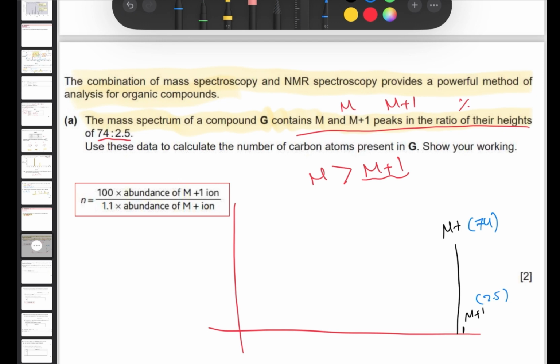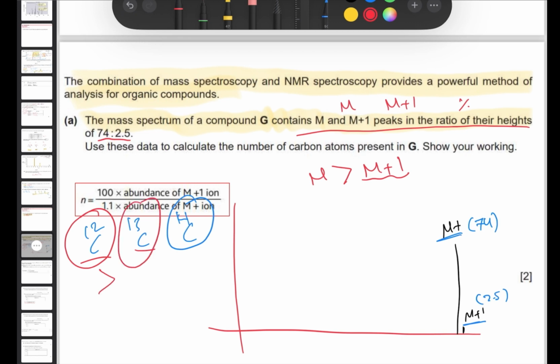Why do we have these peaks? We just remember something from the carbon atoms. We have carbon 12, carbon 13, and carbon 14. Forget about carbon 14 so far. The most abundant carbon is carbon 12. I don't remember the percentage, but it is much greater than the percentage of carbon 13. In organic compounds you definitely have carbon 13 and carbon 12, but carbon 12 is greater than carbon 13. That's why we have M for carbon 12 and M plus 1 for carbon 13. So the plus 1 here indicates that you have an isotope of carbon, which is carbon 13.